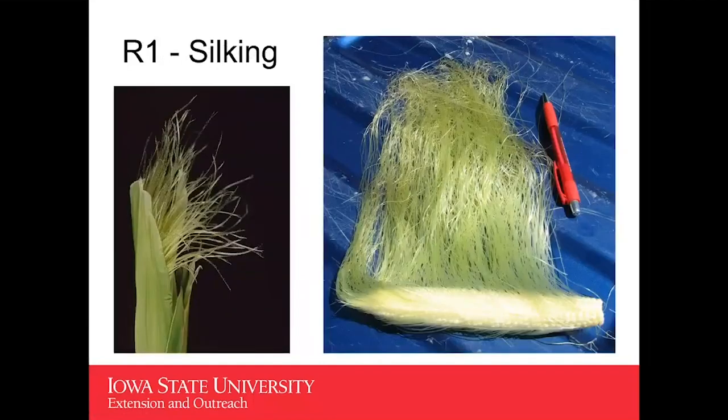As we transition from tasseling and vegetative staging into the reproductive staging, what we're really looking for is the presence of silks as they come out of the husk. As soon as we get one silk emerging through the husk, that's when we're at the R1 or silking stage. That's a key thing to note. Each ovule or potential kernel is associated with a silk, so that's a key time frame to be thinking about.